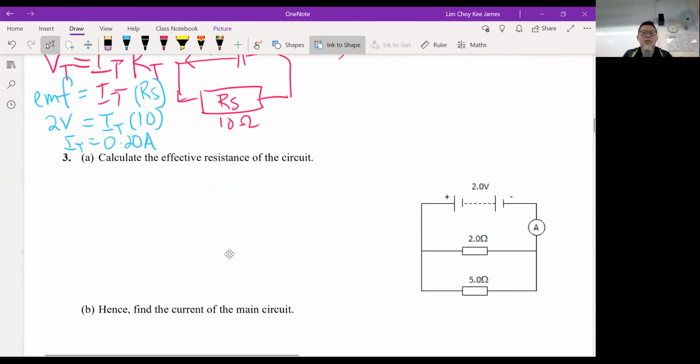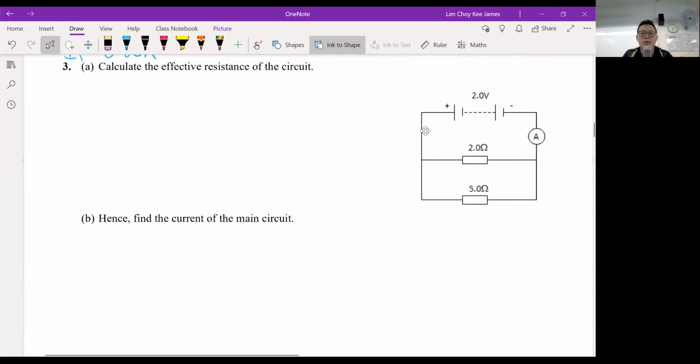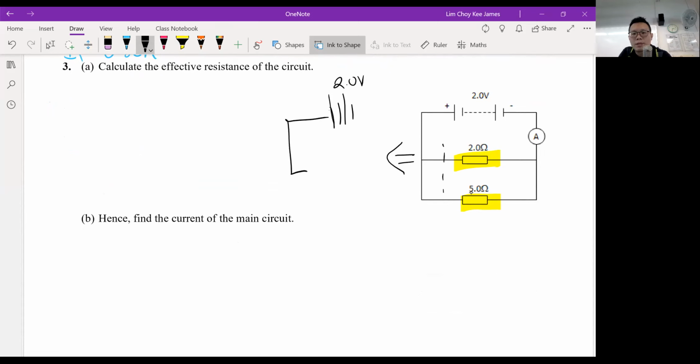Question 3, same thing. Before you do anything, let's reorganize the circuit. You will know that in the circuit here, you have 2 resistors up and down, or in parallel arrangement. The easiest way is to combine them first. This is my 2 volt battery. When I combine them, this is what we call your R total.